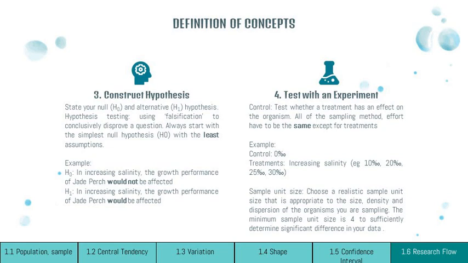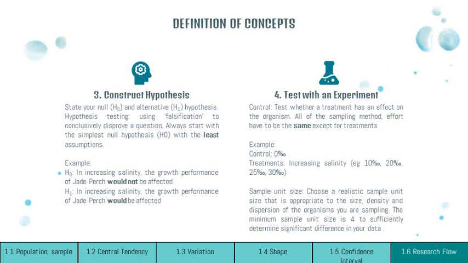Another important thing to note is the sample size. You should choose a realistic sample size that is appropriate to the size, density, and dispersion of the organisms you are sampling. For example, 100 prawns individual versus 4 lion individuals. You can easily get 100 prawns from a supplier and they are easy to handle, but you probably would have a hard time looking for 1 lion in 1000 hectare reserve. So be realistic and don't try to get 100 lions. PS. The magic number 4 is a minimum sample unit size sufficient to determine significance difference in your data.